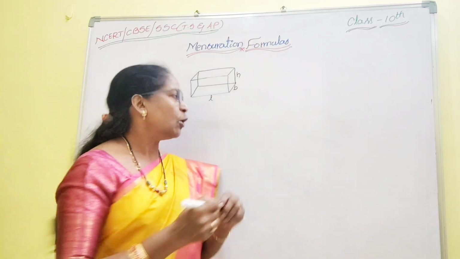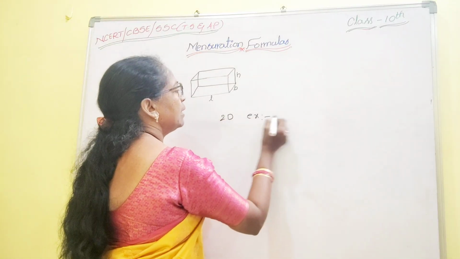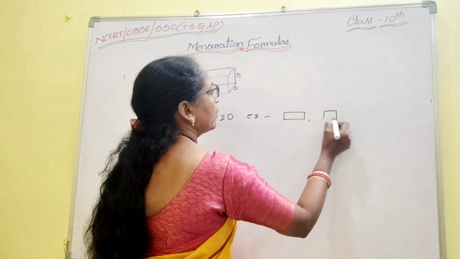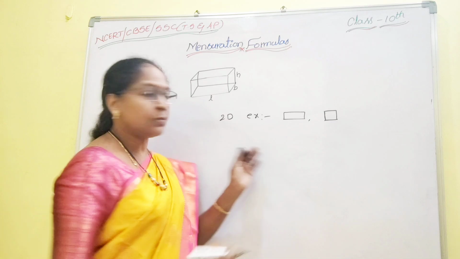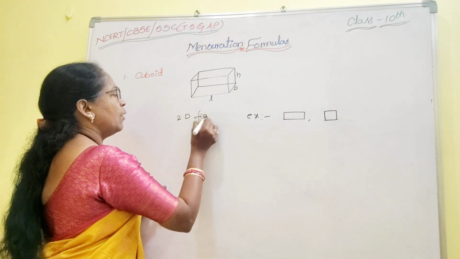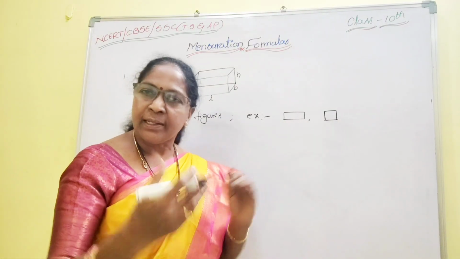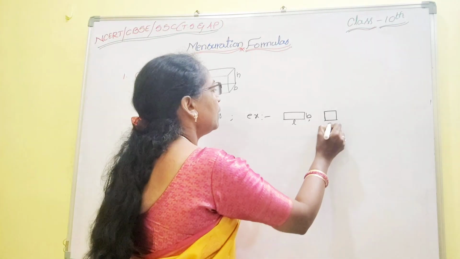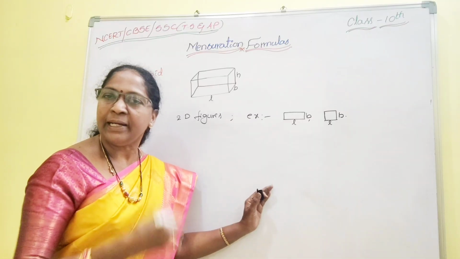What are dimensions? Examples of 2D figures are rectangle and square. 2D figures means two-dimensional figures. What are the dimensions? Length and breadth. Here also length and breadth. In this chapter, we will discuss three-dimensional figures.